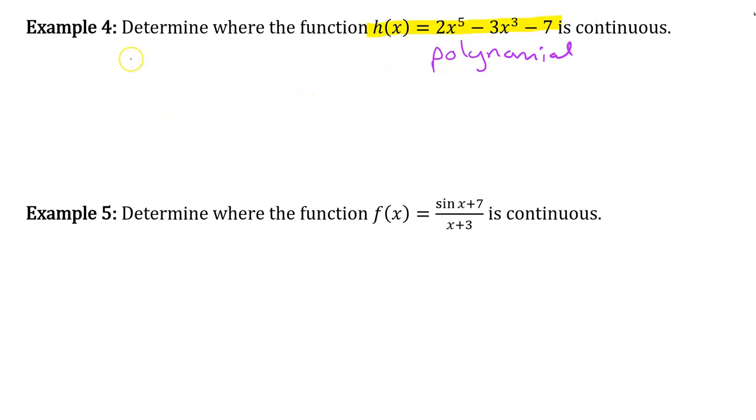So we can write that with set notation or with interval notation, negative infinity to positive infinity. And it works just fine.